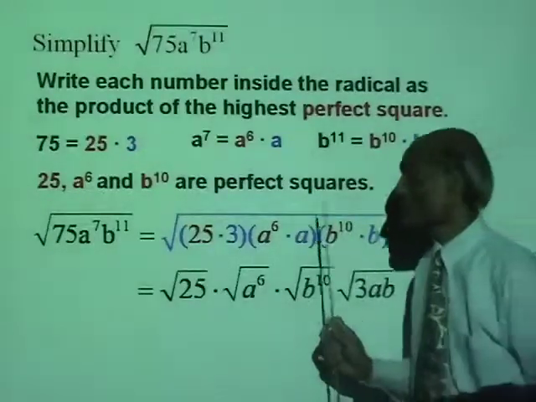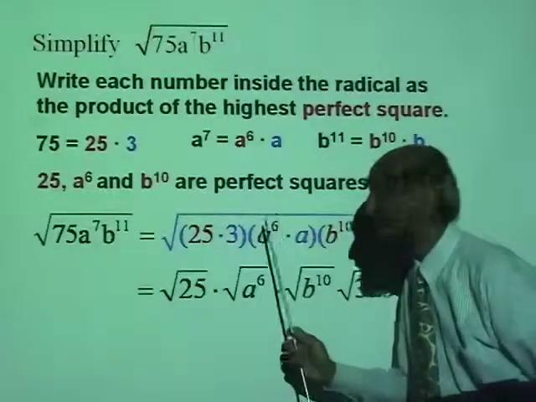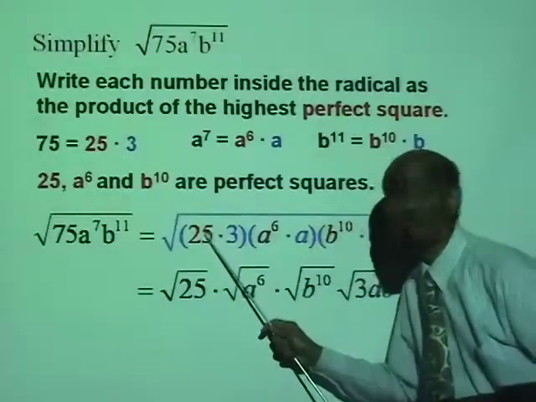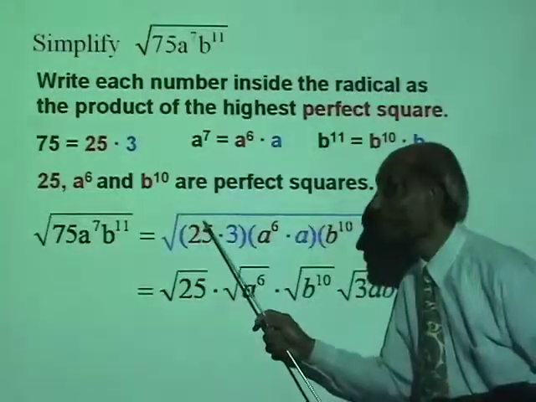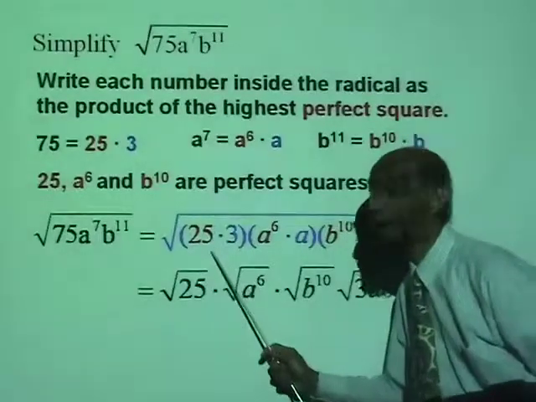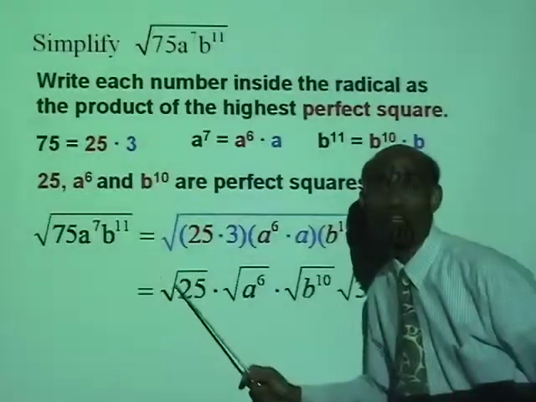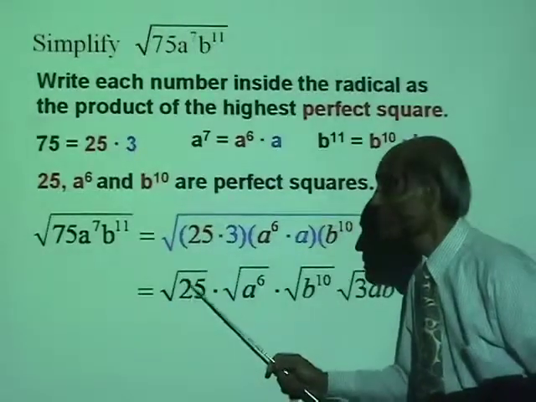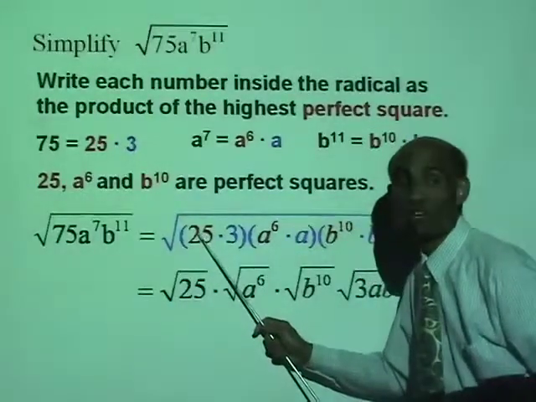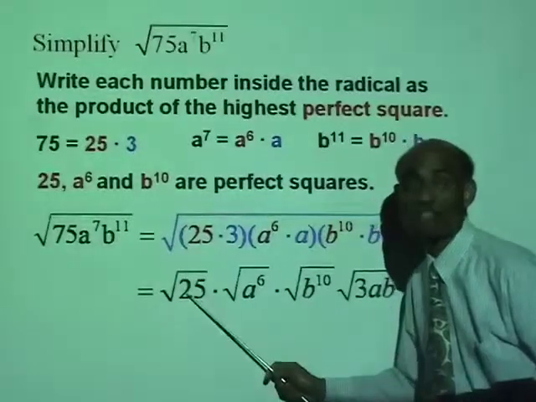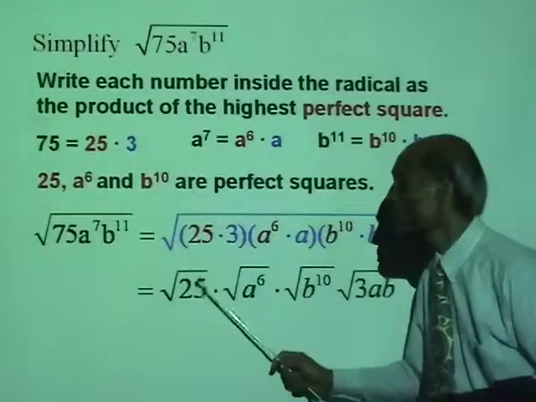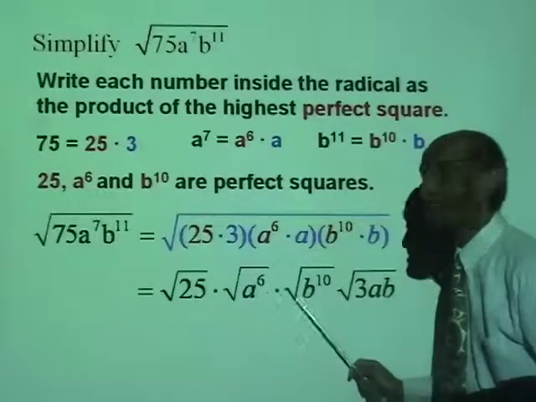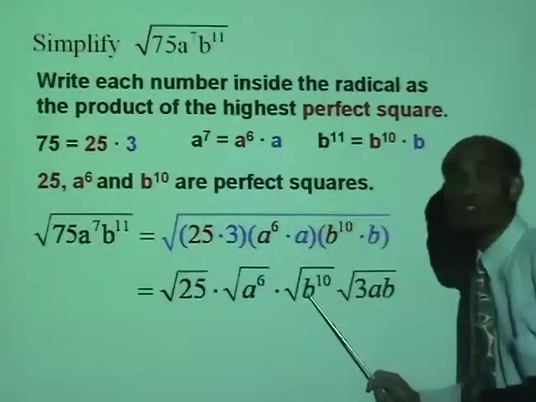Now, what are the ones that are going to get separated out? The perfect squares. Now watch this. The perfect squares are separated out into separate radicals. That would be square root 25. Look at all the red ones. Take the 25 out and write it as a separate radical: square root 25, square root a to the 6th times square root b to the 10.